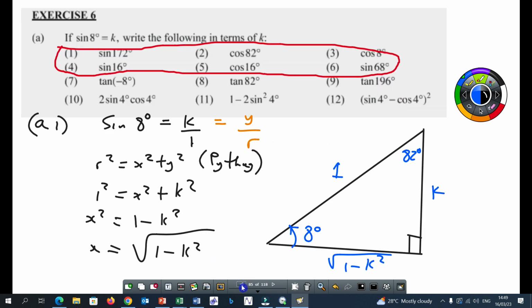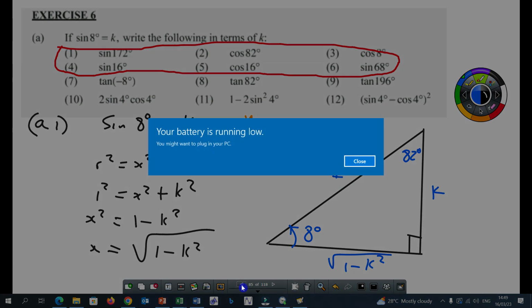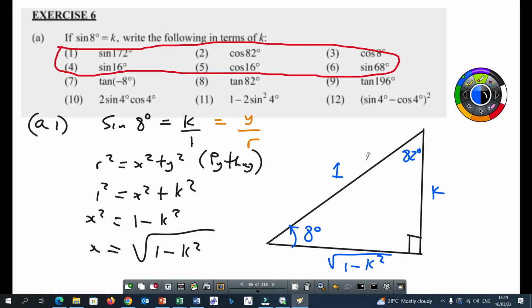And then the next one is cos 16. Alright, just give me a second so that I can charge this laptop.